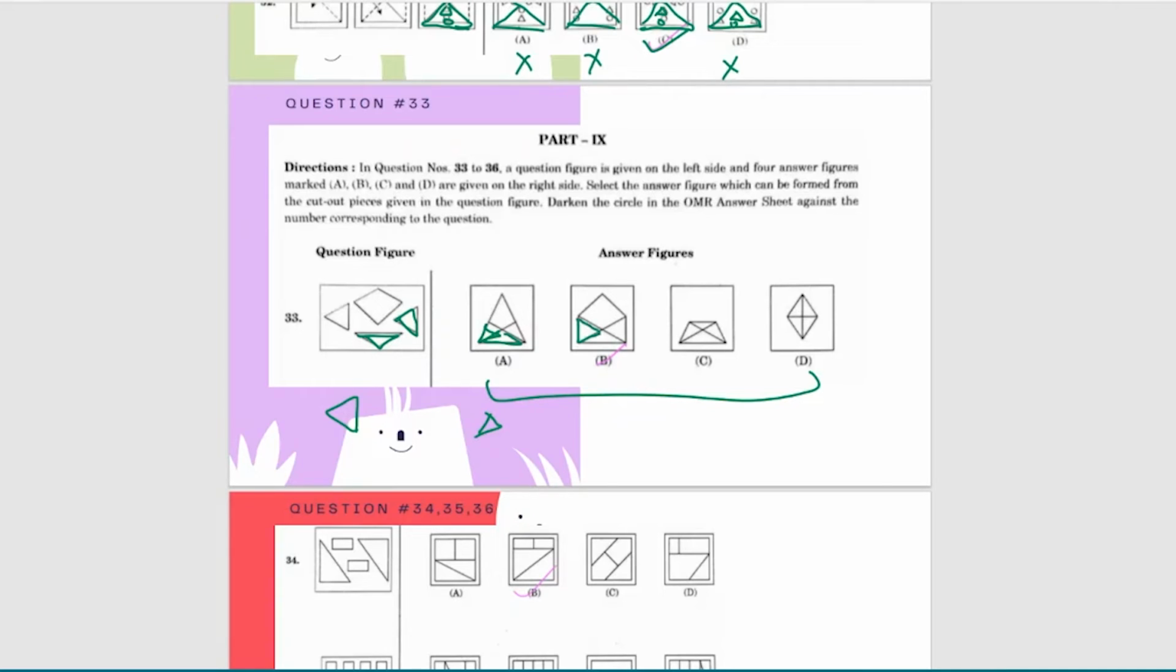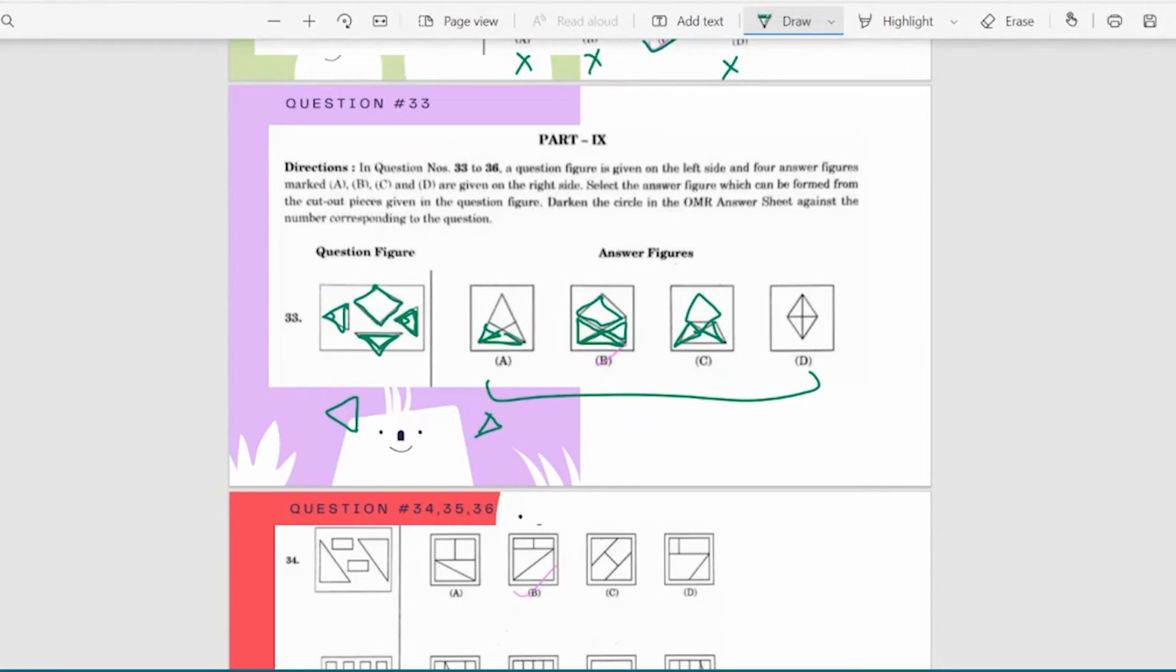But let's look at B. B does have this shape, right? B does have this shape, right? And then let's look at the above shape. It looks like this. B also has this shape. Let's look at this shape. B has the shape over here. And let's look at this shape. Again, B has the shape over here. Okay. So now why can't it be C? Because C doesn't have that big shape. And these two are also not like the triangles we have been given. We have been given proper right angle triangles.